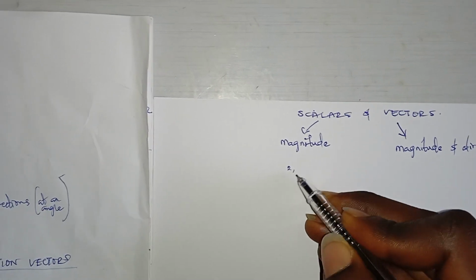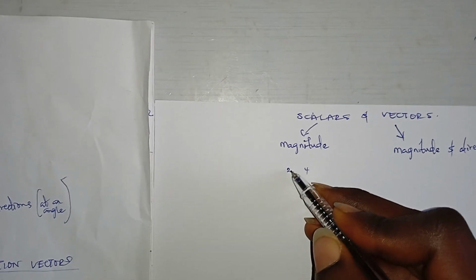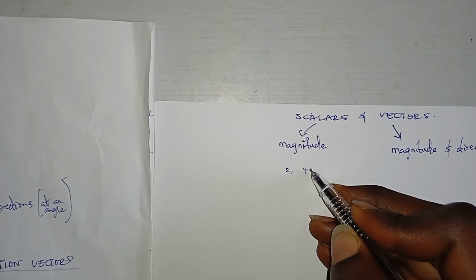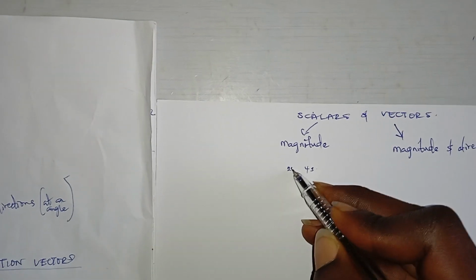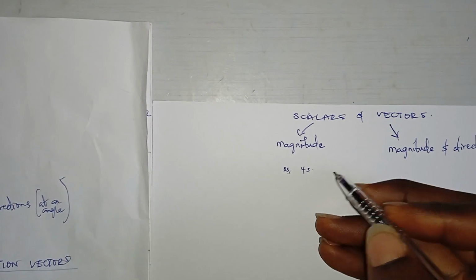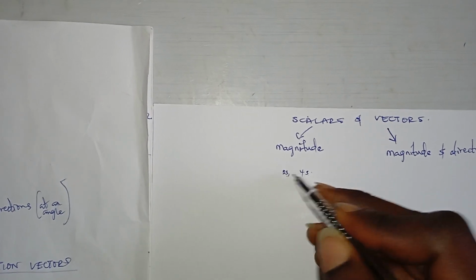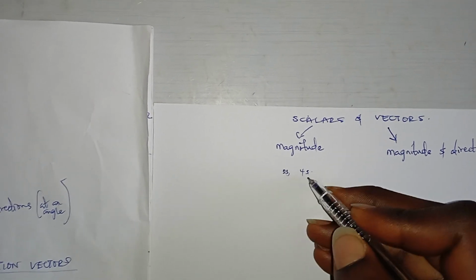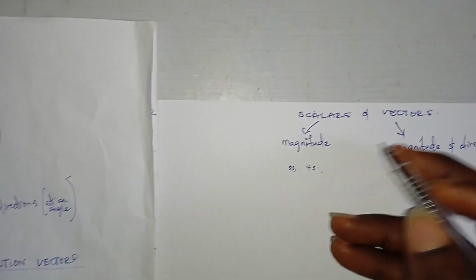Let's say 2, let's say 4. It must be in the same unit. Let's say 4 seconds, 2 seconds. It cannot be 2 hours and 4 seconds. In that case, if they tell you to add this, you have to convert to the same unit before adding.